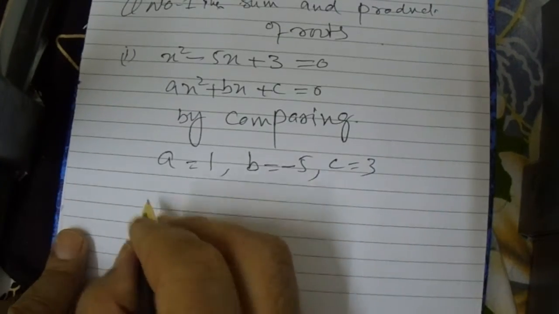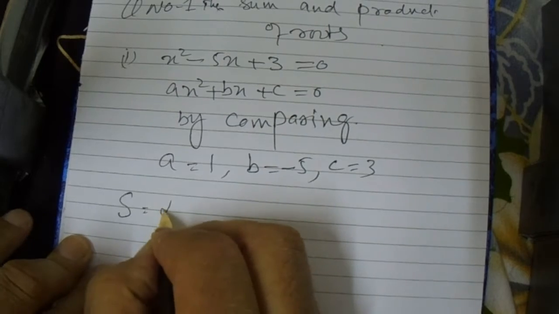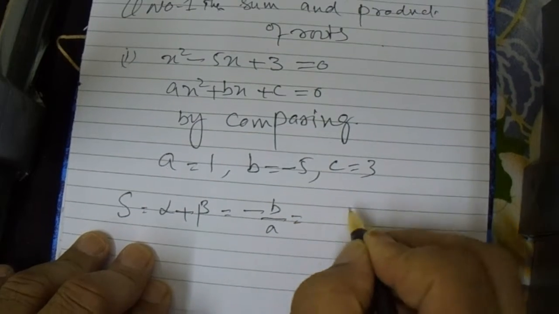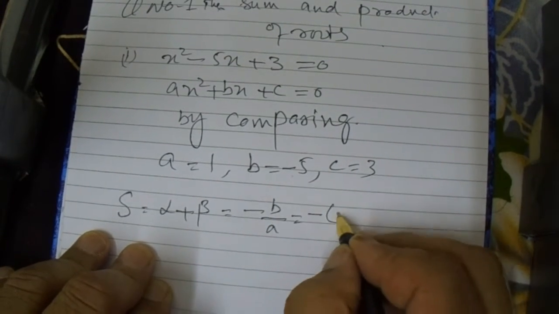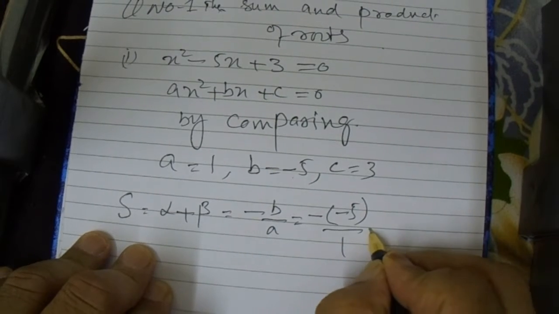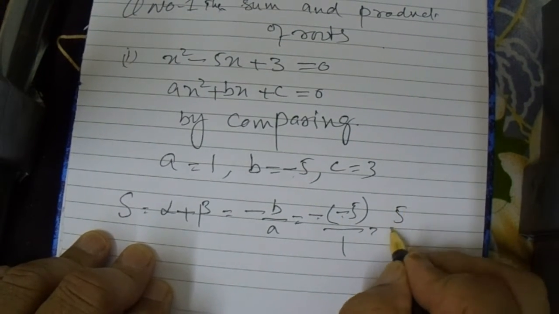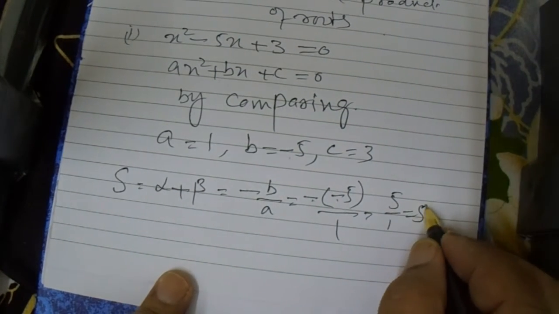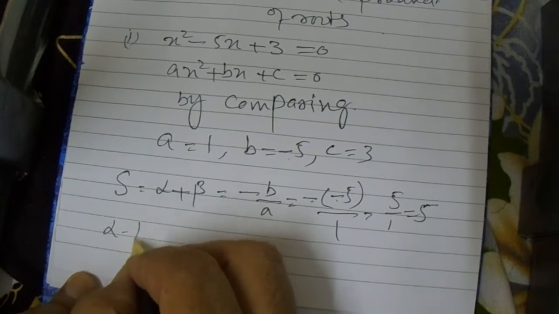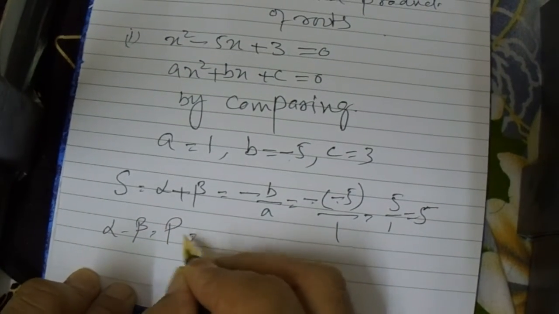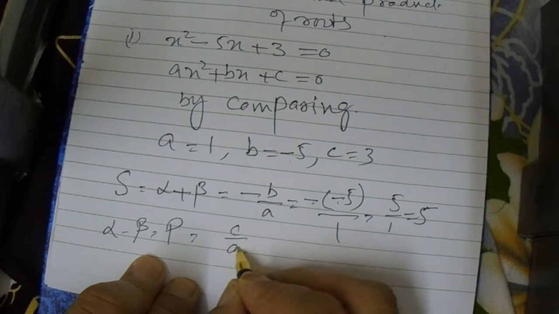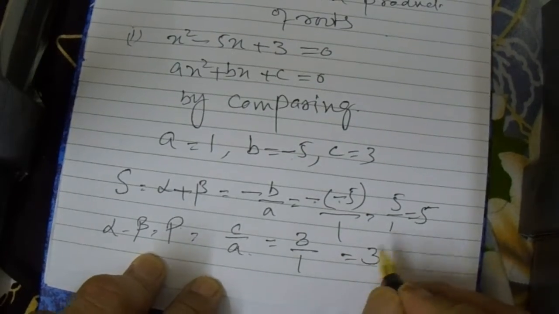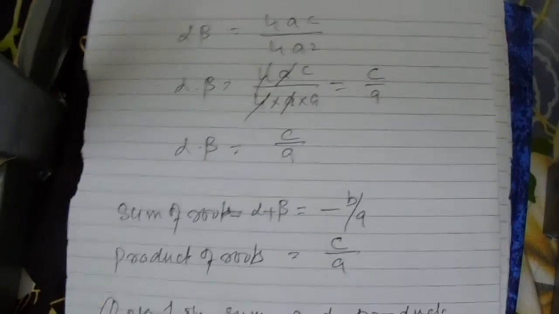Now we find sum. S means sum. Alpha plus beta is equal to minus b over a, putting the value: minus, and b is also minus 5, over a is 1. Now this minus plus 5 over 1 is equal to 5. Now the sum of the roots is equal to 5, and now we find alpha into beta. It means product, P, product is equal to c over a. Now c is 3 and a is 1, so we write 3. Now this is the solution of this question.